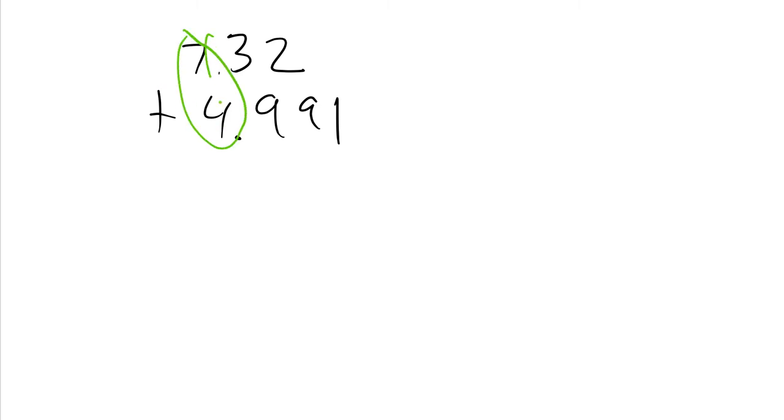Okay, let's go run through some quick examples. First, adding decimals. We have 7.32 plus 4.991. Now see, these aren't lined up well. See this? This is at an angle. So let's try this again.